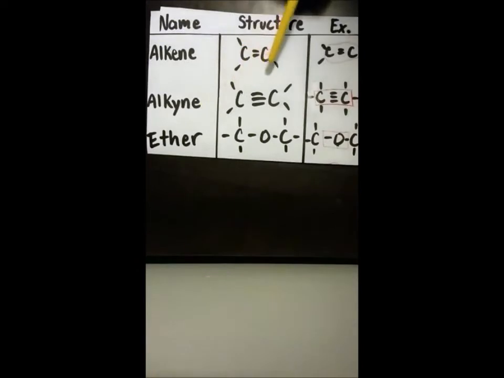Second one, alkyne. Similar to the first one, alkene, but has a triple bond instead of the double bond, as seen here.